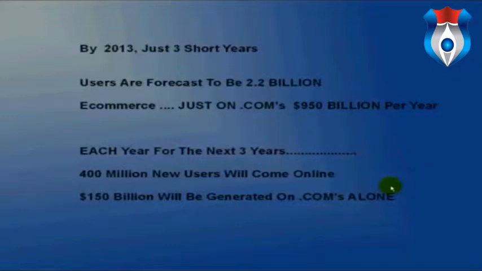So what does that mean? That means each year for the next 3 years, 400 million new users will come online. And it also means that $150 billion of e-commerce will be generated on just .coms alone. That does not include the .orgs, the .nets, the .biz, .info, .mobi, etc.